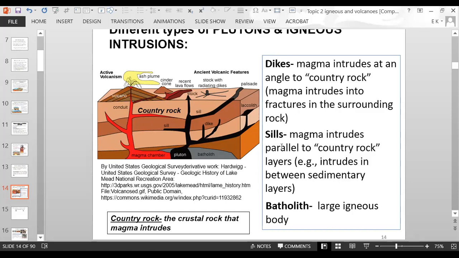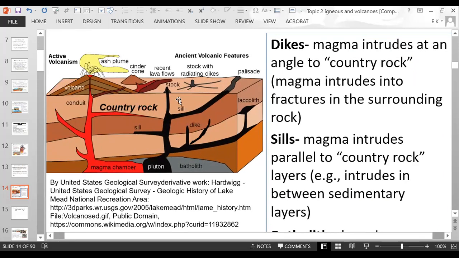Sills are when magma intrudes parallel to the country rock layers. For example, intruding in between sedimentary layers. So the country rock layers here, and then the sill is going in between those layers pretty much parallel in the same direction that the layers are oriented. Okay, so those are sills. This would be a sill. Well, these are not parallel to the country rock layers, so those are dikes.